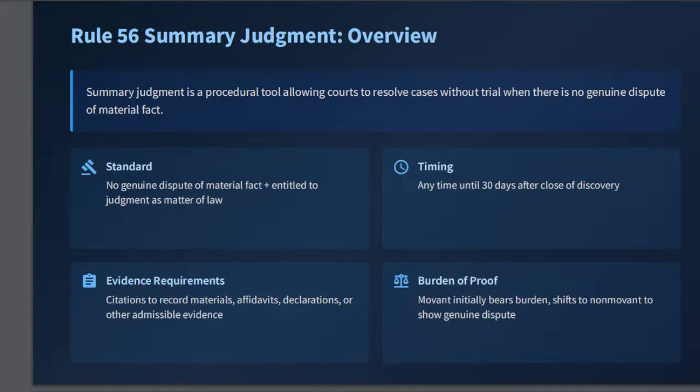There are evidence requirements: citations to record materials, affidavits, declarations, or other admissible evidence. So there are requirements for the summary judgment. And there's a burden of proof. The movant, the one making a move for a summary judgment, initially bears the burden, but then that burden of proof shifts to the other party, the non-movant, to show a genuine dispute. So initially, the movant has the burden to bear with these evidence requirements, but then that burden shifts to the non-movant to show a genuine dispute, again with evidentiary requirements, ideally.